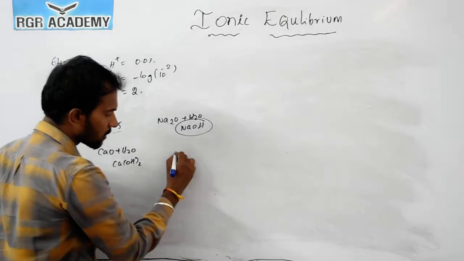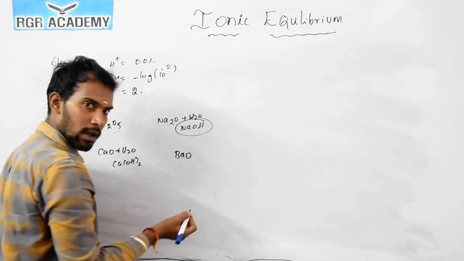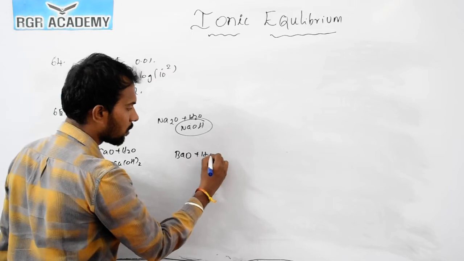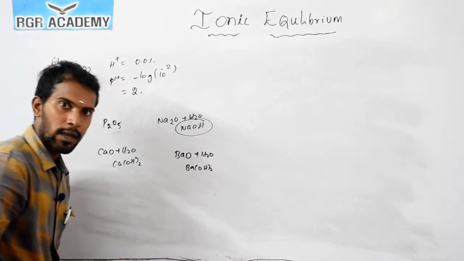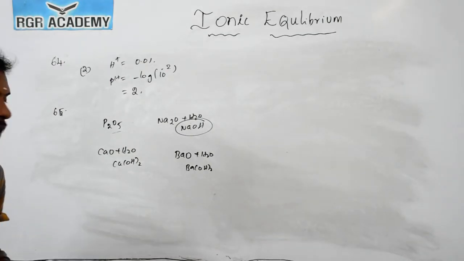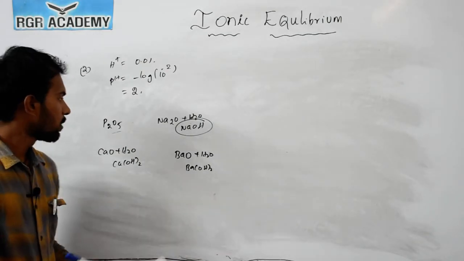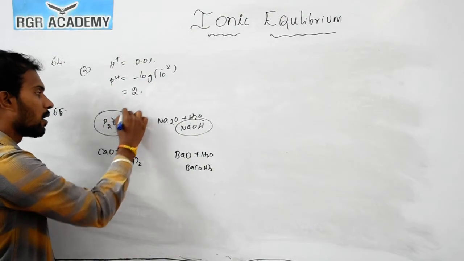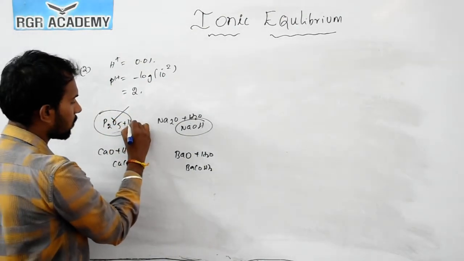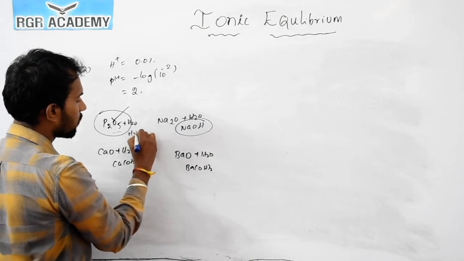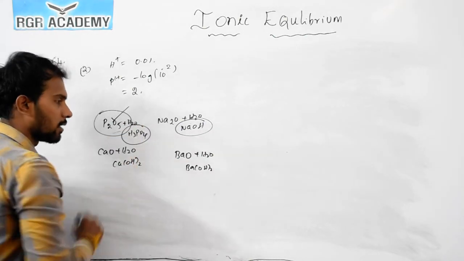After that, barium oxide. Barium oxide is a metal oxide. When it reacts with H2O, it again forms barium hydroxide. Okay, so these all are bases, which are alkaline in nature. So the P2O5 is acidic in nature. Okay, so P2O5 when it reacts with H2O, it forms H3PO4. So it is acidic in nature.